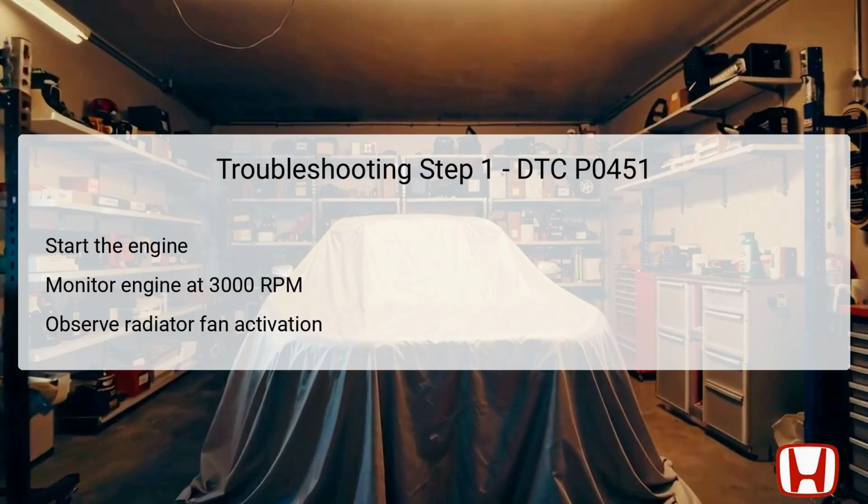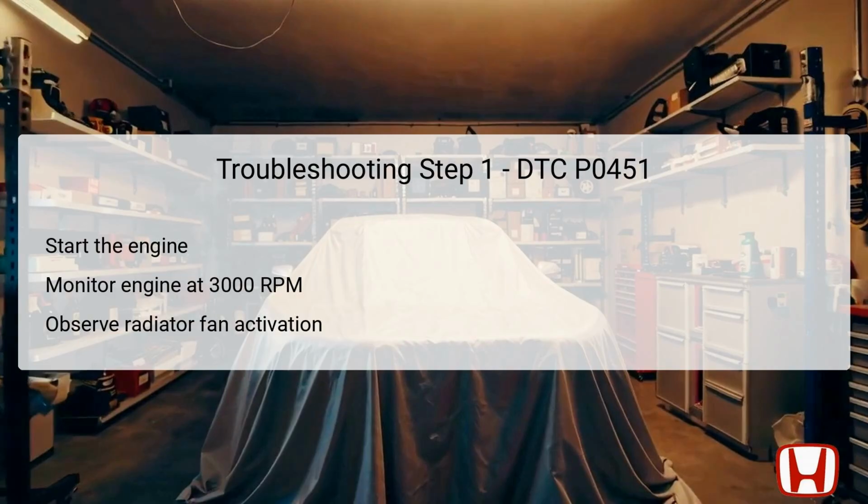The first troubleshooting step involves starting the engine and monitoring its behavior at an engine speed of 3,000 RPM. It's essential to ensure that the vehicle is in a no-load condition, meaning either the continuously variable transmission, CVT, should be in park or neutral, or the manual transmission, MT, should be in neutral. This allows for a controlled environment in which the PCM can gather data without interference from other engine loads.